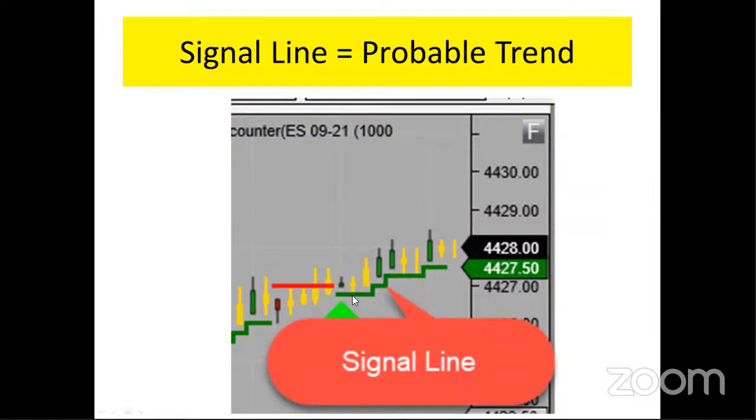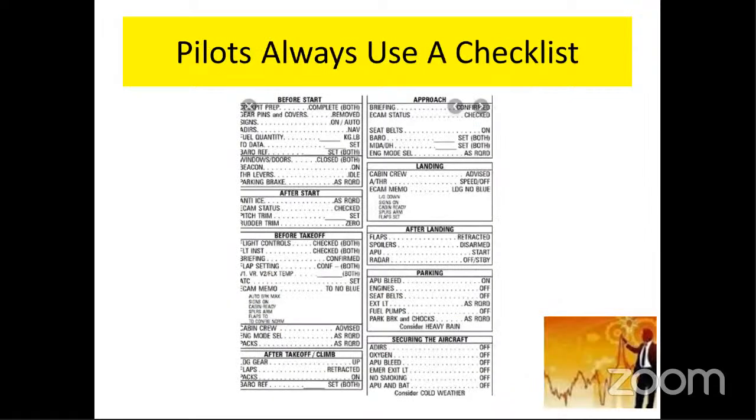Now, in this presentation, I'm going to talk about what we call the signal line. The signal line is the green line that you see underneath the price bars, or the red line above the price bars. That signal line will give you the probable direction, and it's also our NaviPM indicator.